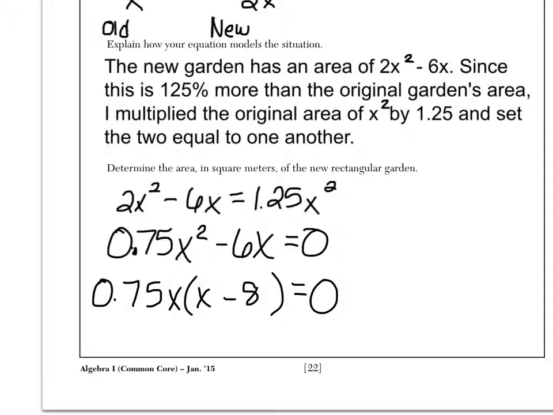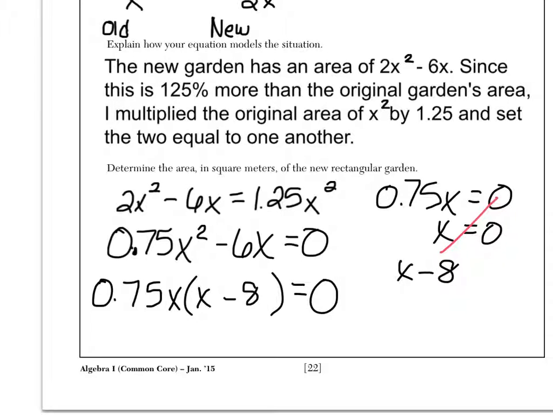So now what we want to do is take each of our two factors, 0.75x, set that one equal to 0, so we get x is equal to 0, which we don't want this answer because we don't want anything in terms of dimensions to be 0, then the problem doesn't make sense. So let's hope the other one of x minus 8 does. Oh, this one here is x is equal to a positive 8.